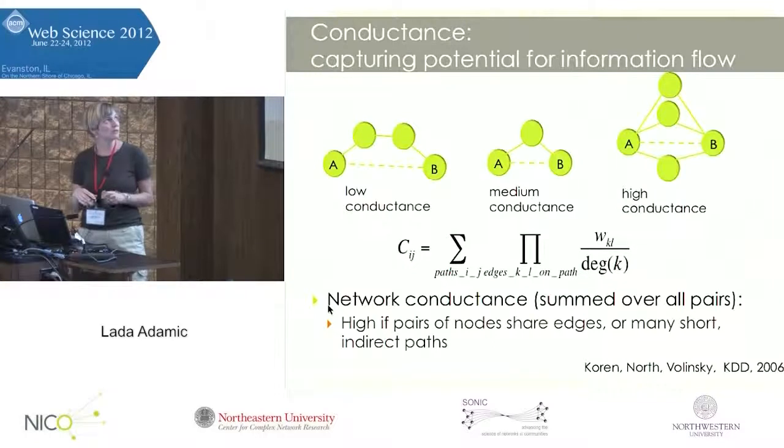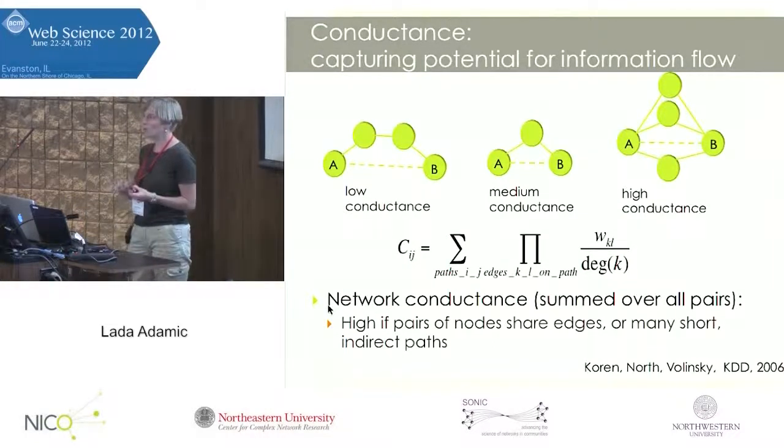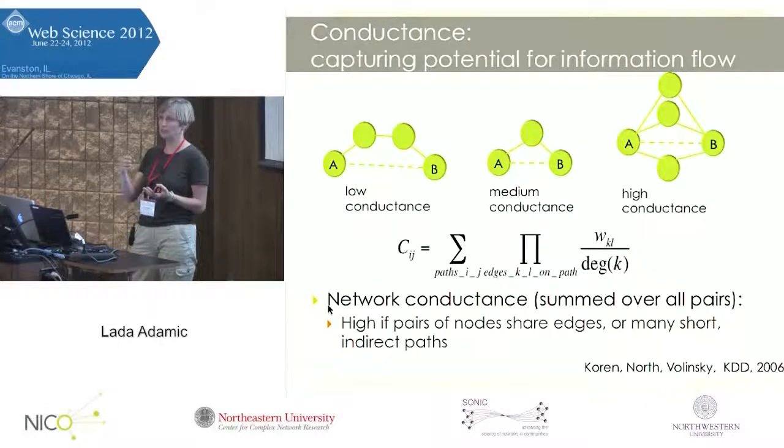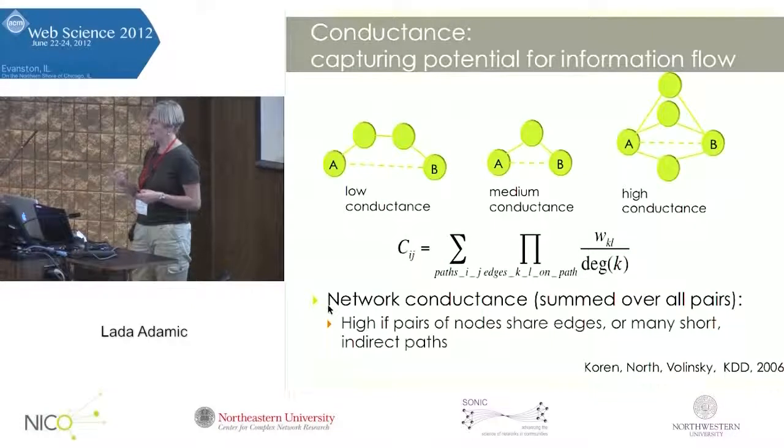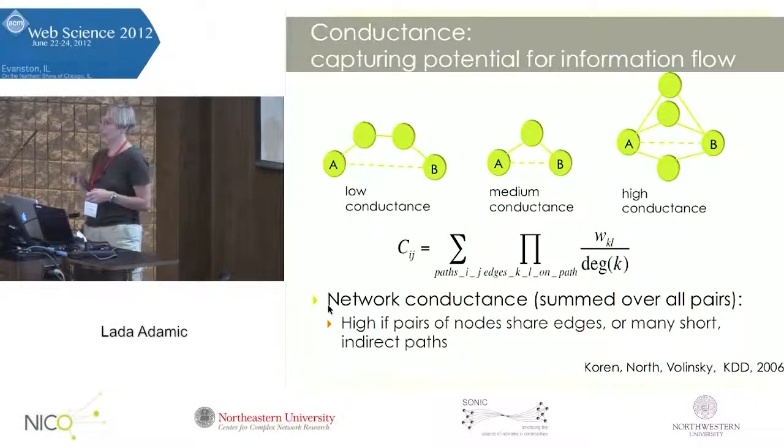And what we're going to do is we're going to throw a whole bunch of network metrics at them. Centralization, what is the size of the largest connected component, what is the clustering, how much reciprocity is there, what is the average degree, et cetera, but we would also like to capture the potential for information to flow.